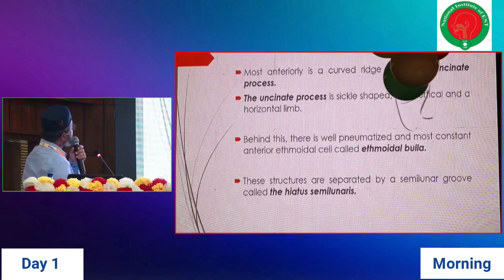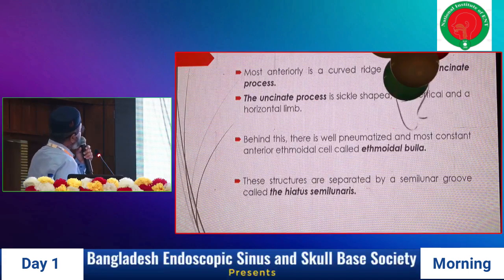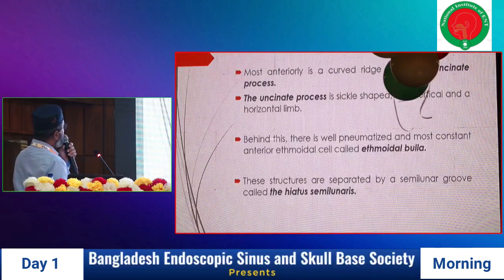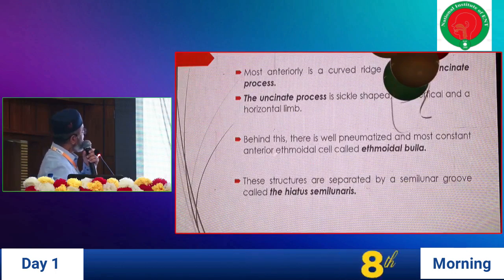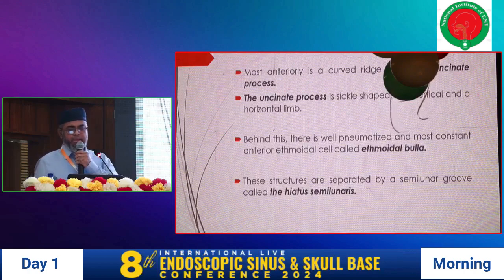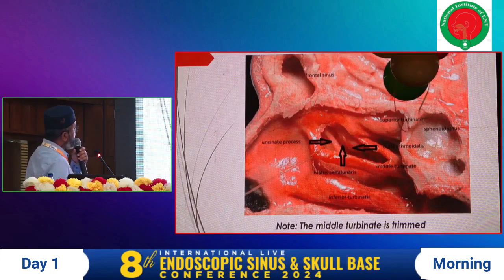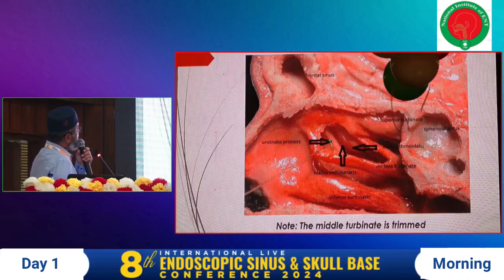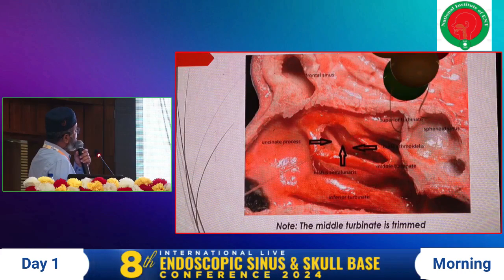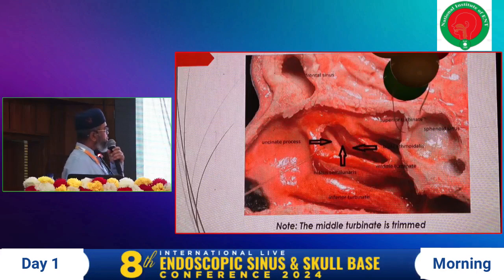we can see most anteriorly the curved ridge called the uncinate process. The uncinate process is sickle shaped with a vertical and horizontal leaf, and an intermediate portion. Behind this, there is a pneumatized and most constant anterior ethmoidal cell called the bulla ethmoidalis. If we look at this picture after trimming of the middle turbinate, this is the uncinate process, this is the bulla, and in between there is a semilunar space called the hiatus semilunaris, which is a two-dimensional structure and it leads to a three-dimensional structure called the infundibulum.